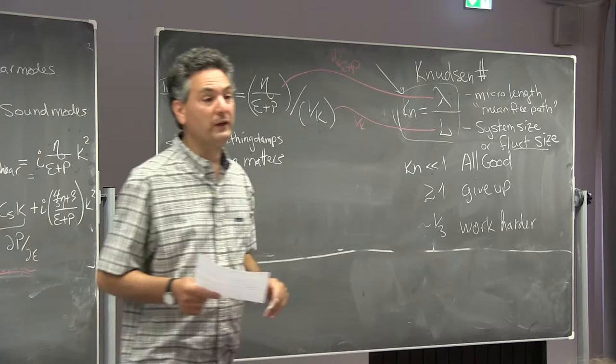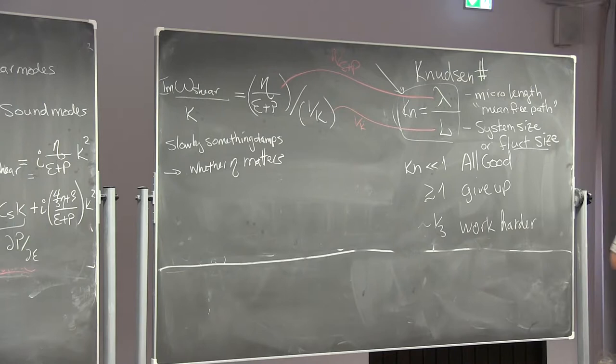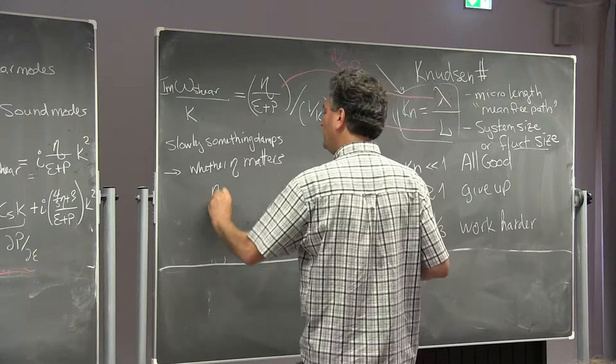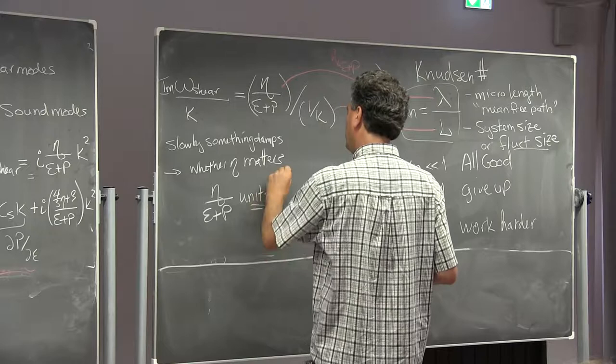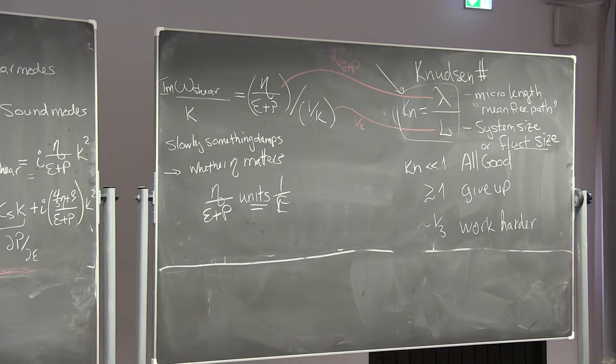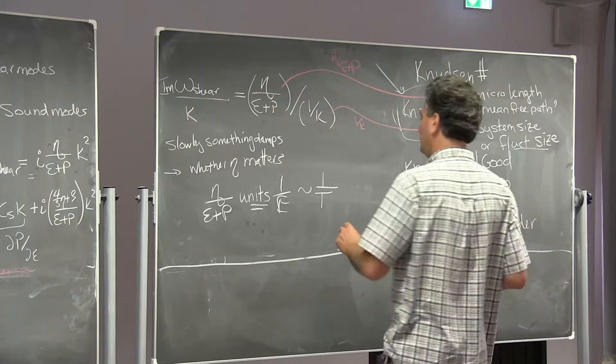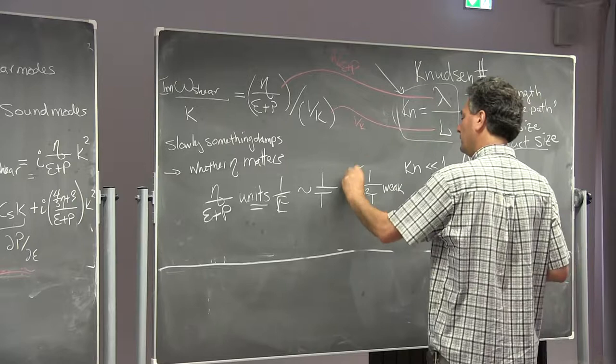As a remark, we saw a moment ago that eta over E plus P has units of 1 over energy. Why? Well, essentially because there's a gradient here. So the natural expectation is that it's something like 1 over T. What I just told you is that at weak coupling, it's 1 over alpha squared T. The question is, how big could it be if you were at strong coupling?